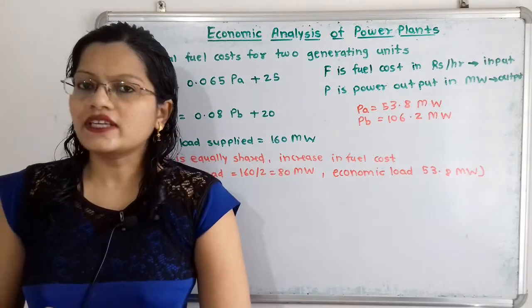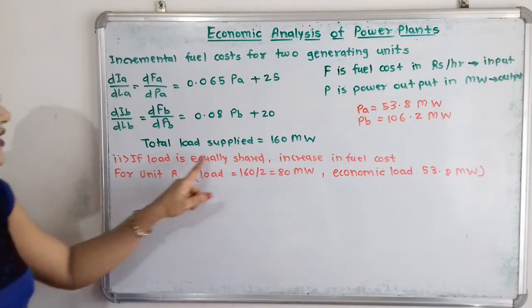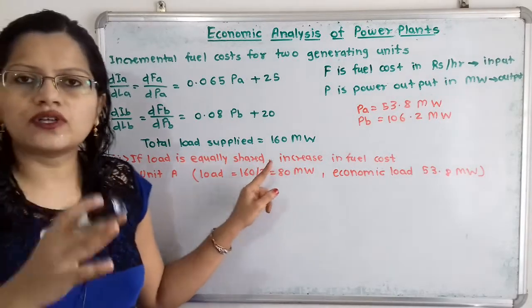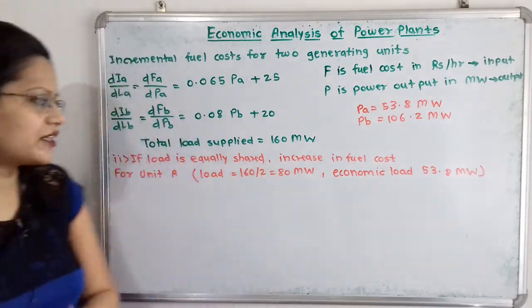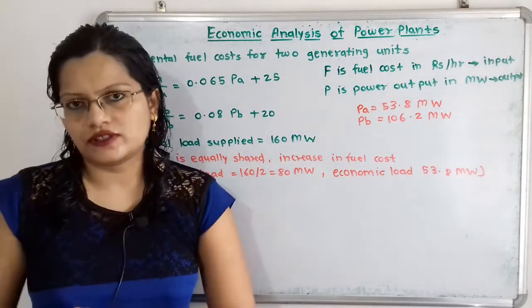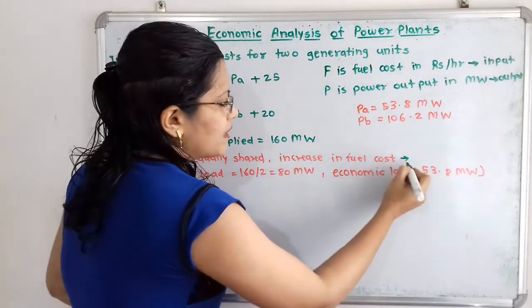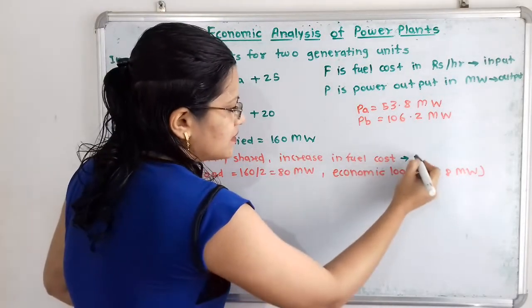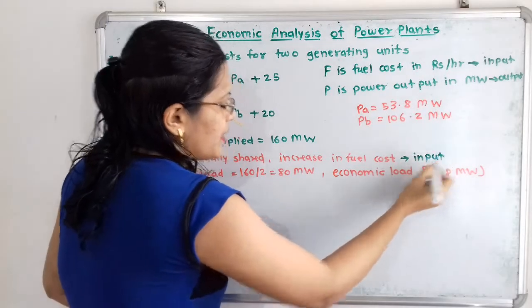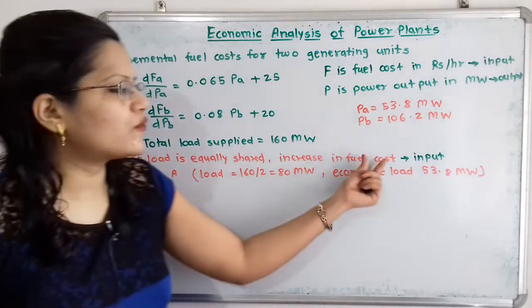Now we will move to the second question. So what is this question? If the load is equally shared between the two generating units, then we have to find out the increase in the fuel cost. So for the increase in fuel cost, we have to find out what is this fuel cost. That is nothing but the input, which is given in the form of dFA. So we have to find out.